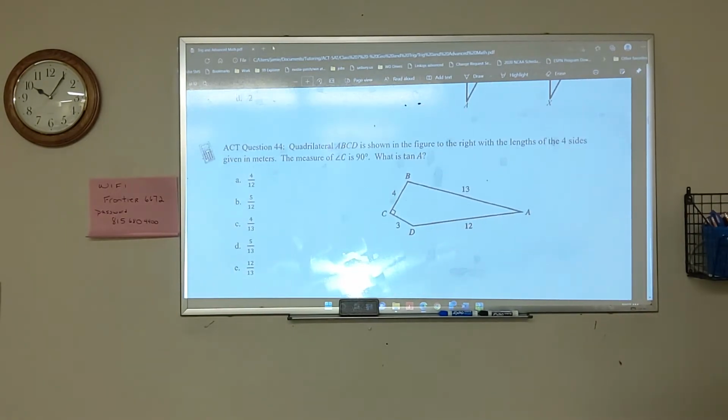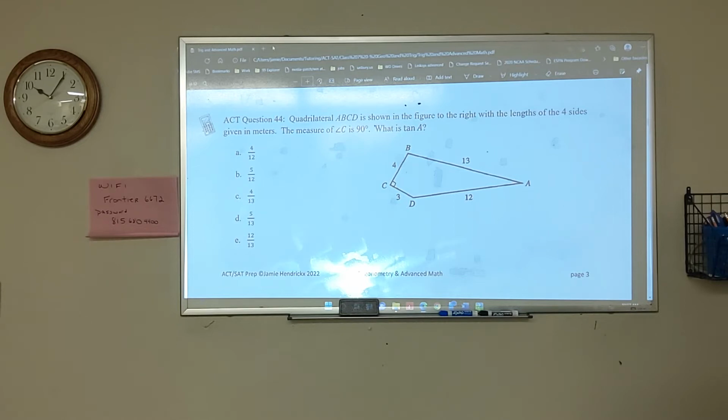Similar triangles we can skip over. It's not going to happen. I don't think I've seen a similar triangle problem on the test in the last 2 years for trig.